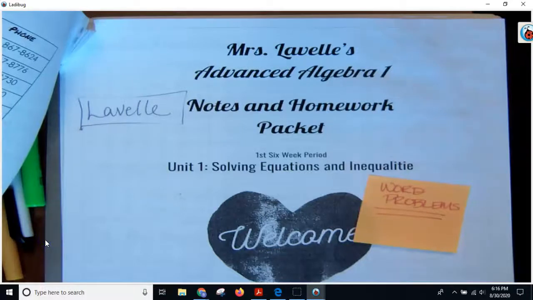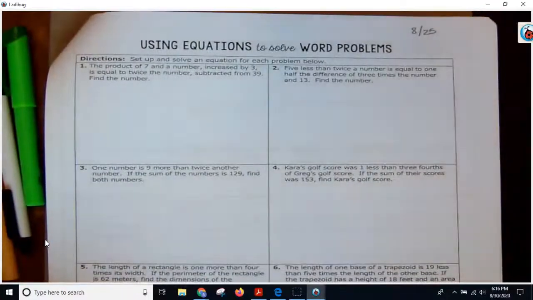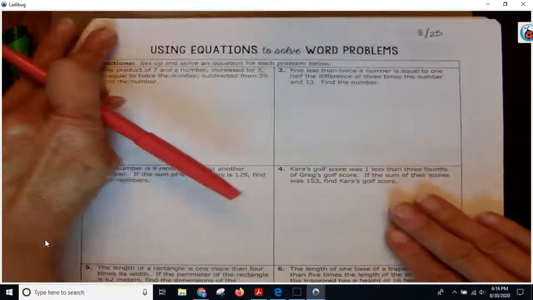Alright guys, welcome. We are going to talk about word problems today. We are going to this page right here, using equations to solve word problems. Basically we're just going to read the problem and create equations out of these problems based on the words. So keep in mind, we are literally just going to follow what the words say and write them in a mathematical form.